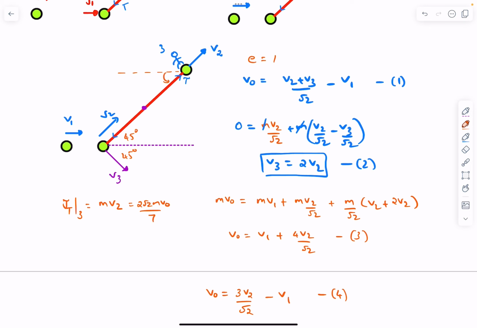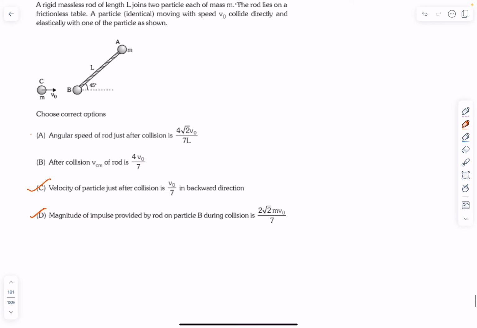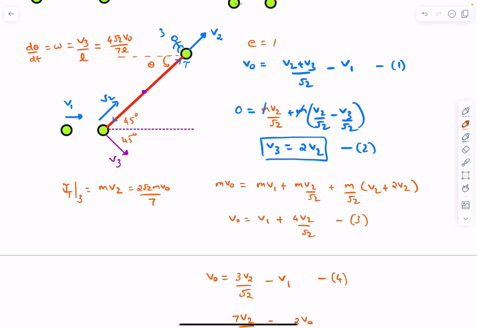So if I define this angle as some theta, then I can say d theta by dt, which is also the angular velocity of the rod, is going to be v3 divided by the length of the rod L. So this is going to be 4 root 2 v0 divided by 7L. Okay, so option A is also correct. Now we only have one more question left, which is the velocity of the center of mass.